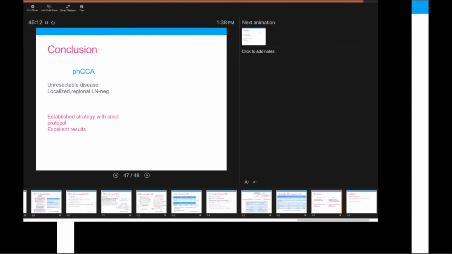So conclusion in terms of perihilar cholangiocarcinoma, if you have unresectable disease, if it's localized and there's no lymph node involvement, there is an established strategy with a strict protocol that has demonstrated excellent results in terms of 1 year and 5 year survival rates. In intrahepatic cholangiocarcinoma, if they have unresectable disease, if it's localized and they have lymph node negative disease, in very early patients and even in locally advanced patients, perhaps transplant can be good for a highly selective group of patients. There's promising results out there, although all the studies have been small and there's still a lot to be determined.